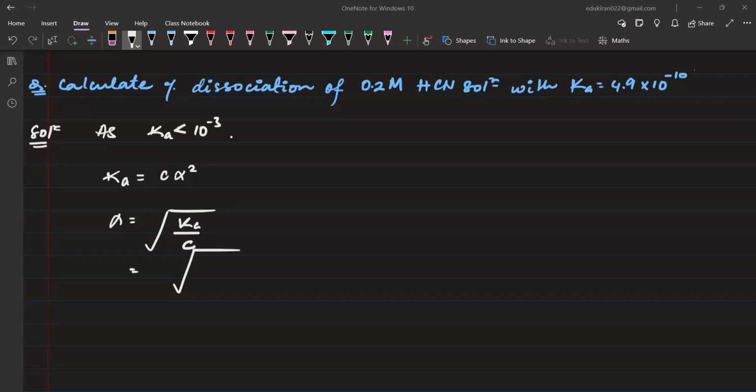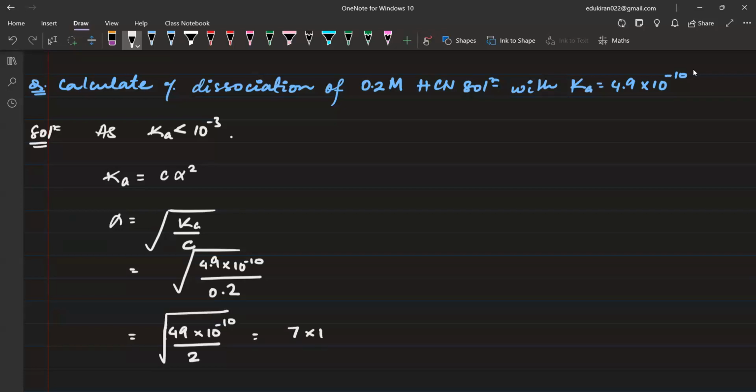No, sir. Okay. So Ka is how much? 4.9 into 10 to the power minus 10 divided by 0.2. So I can write this as 0.2 को 2 by 10 लिखेंगे, and then that 10 will go above and it will become 49 into 10 to the power minus 10 divided by 2 under root, है ना? So 49 को बाहर निकाल सकते हैं, 7 into 10 to the power minus 7 into 10 to the power minus 5 divided by root 2. ठीक है, सो इसको लिख सकते हैं हम 7 into 10 to the power minus 5 divided by root 2.